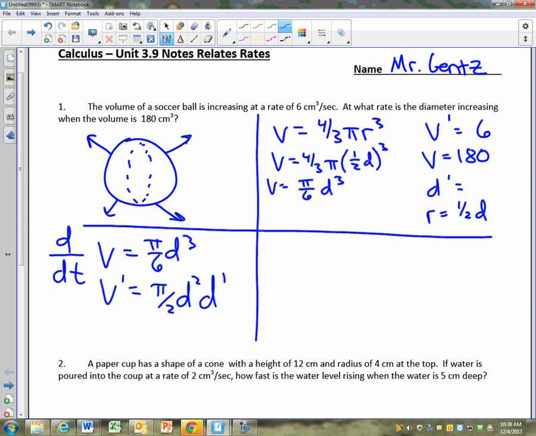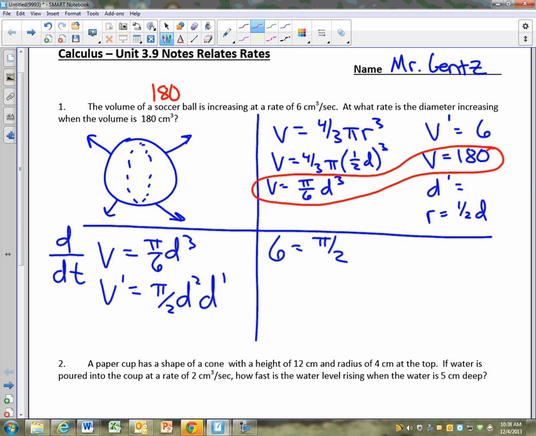V prime is pi over 2 d squared d prime. Do you know d? I don't know the current diameter. How can I figure that out? Go back to the original problem. I know these 2 pieces. I know volume is equal to 180, and I know volume is equal to pi over 6 d to the 3rd. Therefore, I solve for d. 180 equals pi over 6 d to the third. If you solve for that, I believe you get 7.